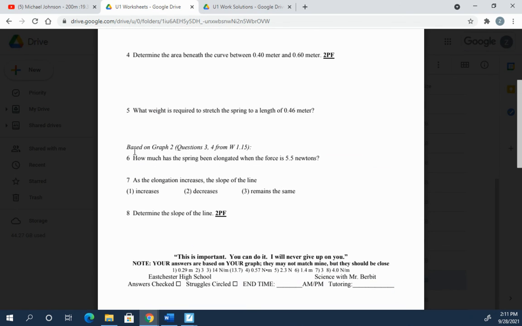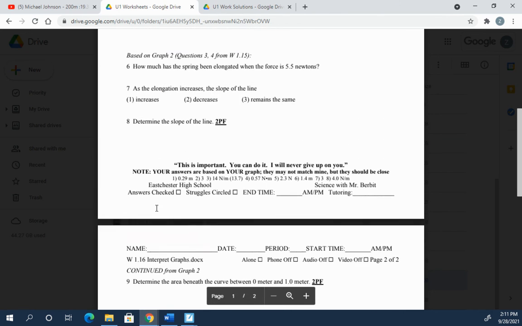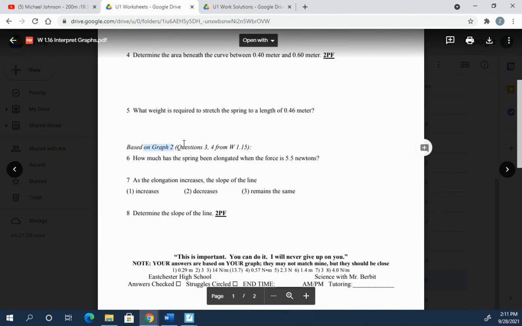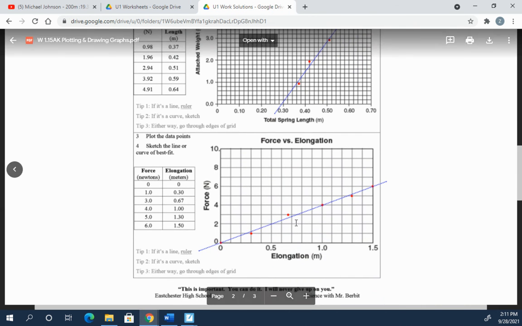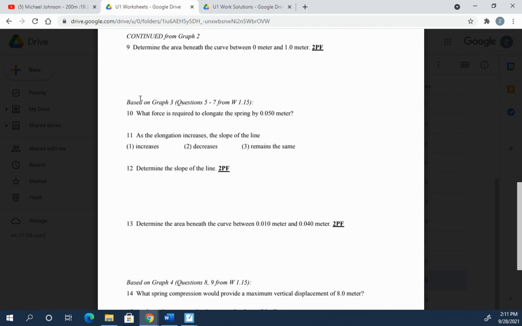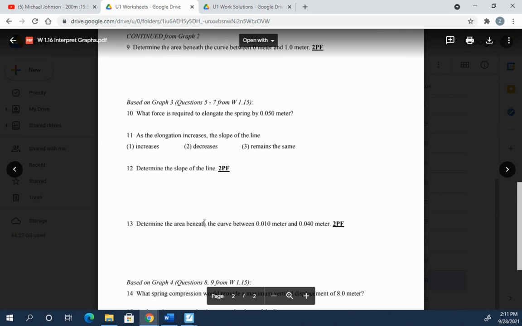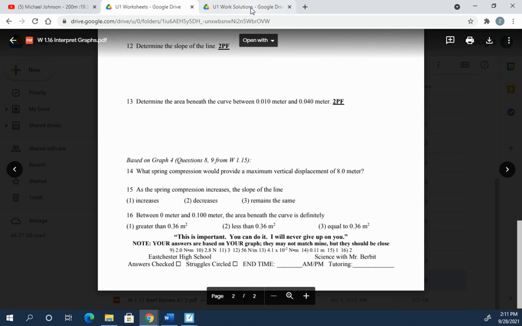Then the next few questions, 6, 7, 8, and you see it's continued here, and 9 are based on graph 2, questions 3 and 4 from W115. So here's 3 and 4 from 115. And obviously this pattern continues. These 4 questions are based on the next graph. And finally, the last 3 questions are based on the 4th graph.